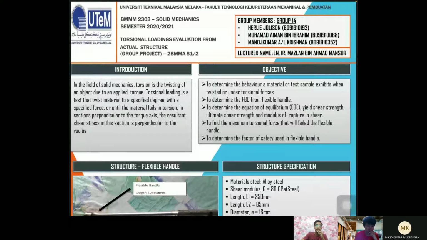The objective of this experiment is to determine the behavior a material or test sample exhibits when twisted or under torsional forces. Second, to determine the FBD from flexible handle. Third, to determine the equation of equilibrium, yield shear strength, ultimate shear strength, and modulus of rupture in shear. Fourth, to find the maximum torsional force that will fail the flexible handle. Lastly, to determine the factor of safety used in flexible handle.